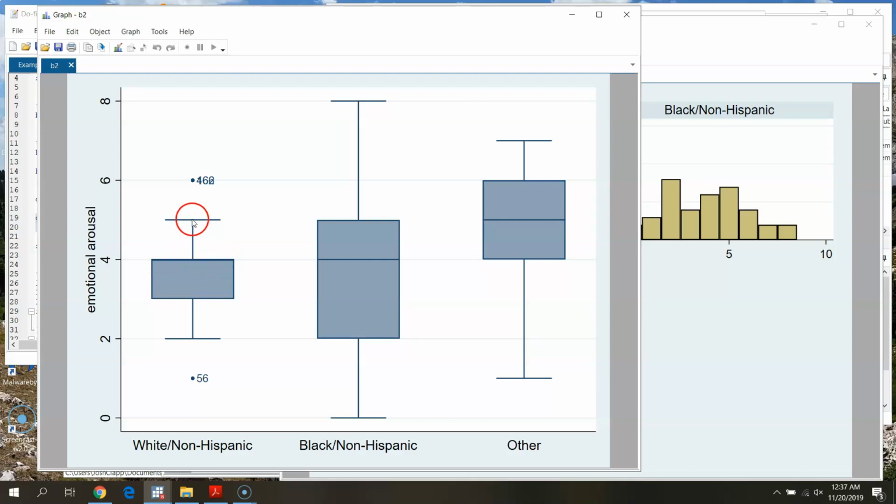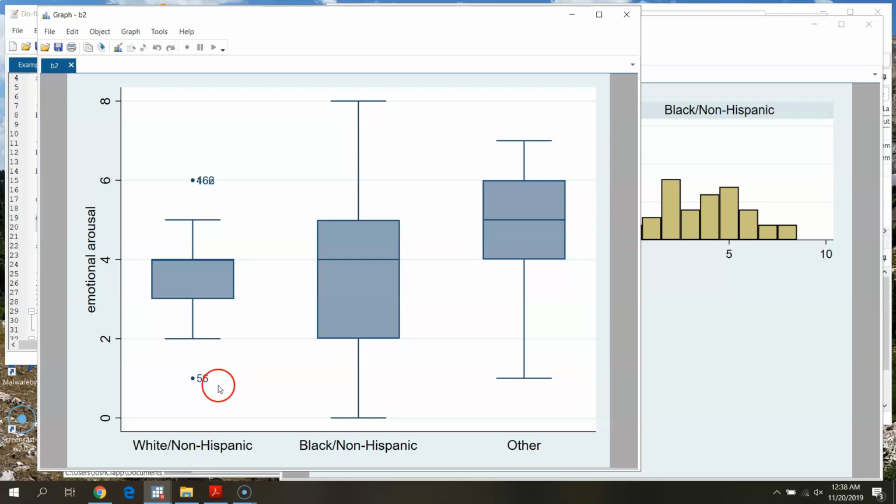The interquartile range runs from a value of 3 to 4. A value of 5 is the most extreme value that's still within 1.5 times the interquartile range, and a value of 2 is the most extreme value on the low end still within 1.5 times the interquartile range. Then we have some points above and below that are exceeding 1.5 times the interquartile range.